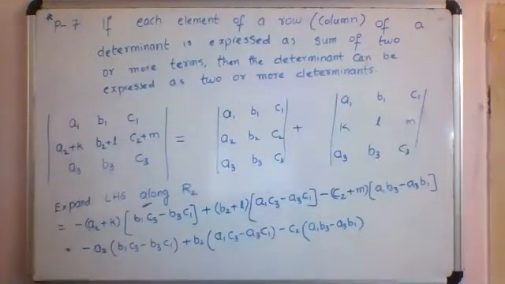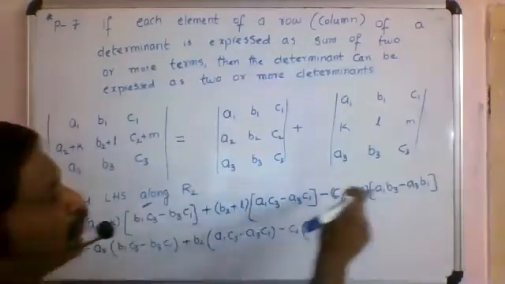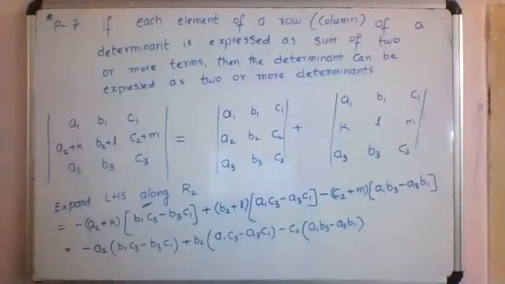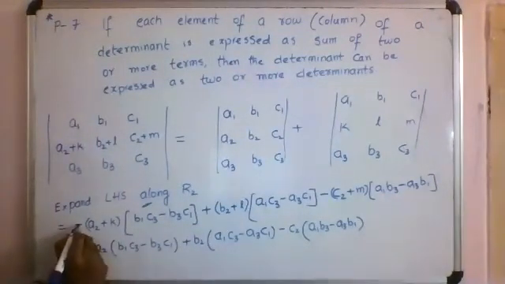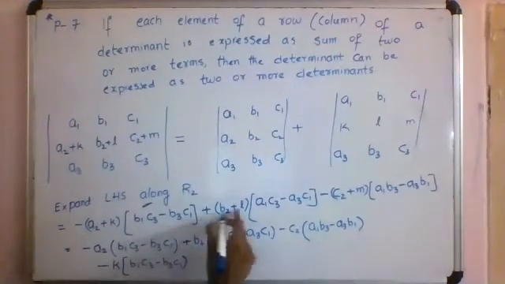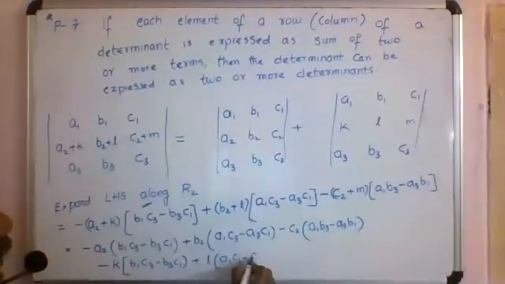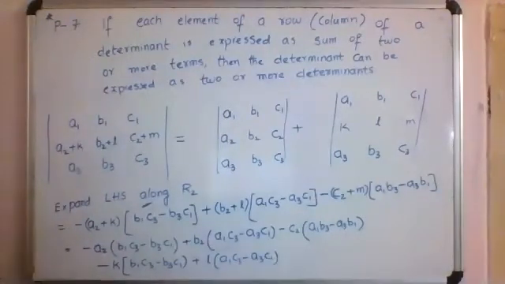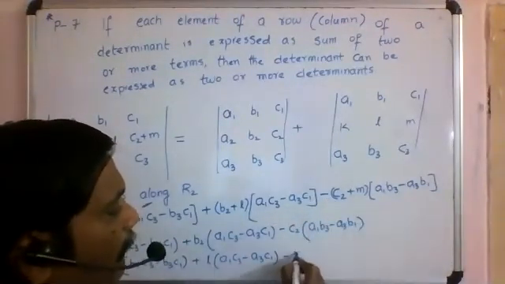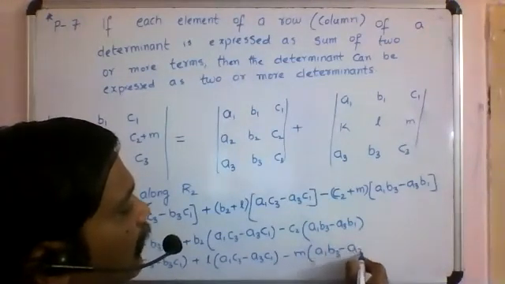All first terms were collected and written first. Now K into L into M into is left. I'll write that too. Minus K times, same thing, B1 C3 minus B3 C1, plus L into A1 C3 minus A3 C1, minus M into A1 B3 minus A3 B1.